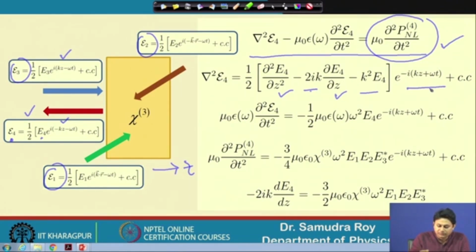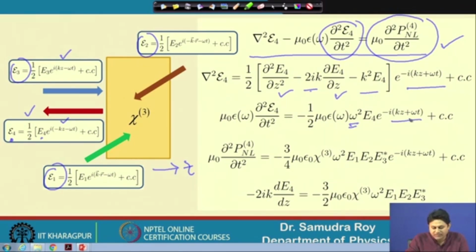And next I will calculate the time derivative of this term. Half curl E4 is equal to half E4 e to the power i(kz minus omega t). So when I make a time derivative, omega square will come out with a negative sign. Here we can see omega square is coming out with a negative sign, half will be as usual, and we will have the phase.